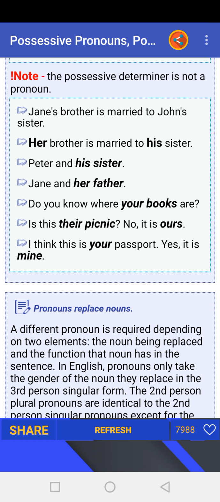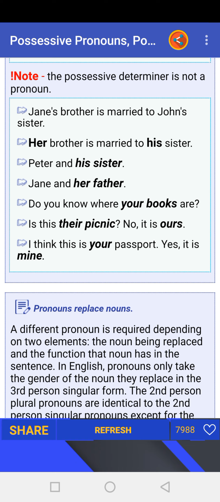And it's not a pronoun because it doesn't fit the definition of pronouns, that is, to replace a noun in a sentence. So here, her brother, we don't replace any noun. Her brother, married to his sister. So it is a possessive determiner. His sister, the sister of him.